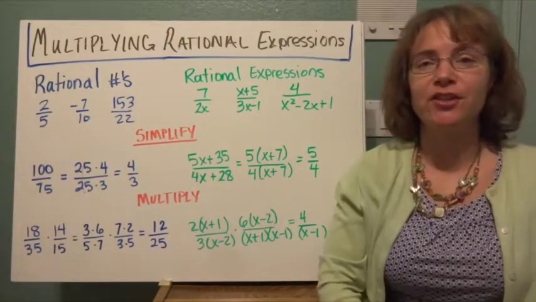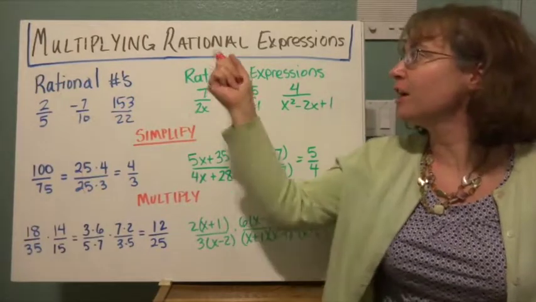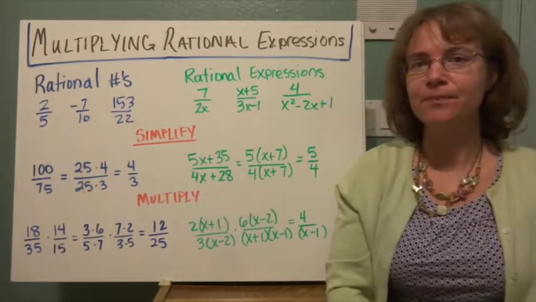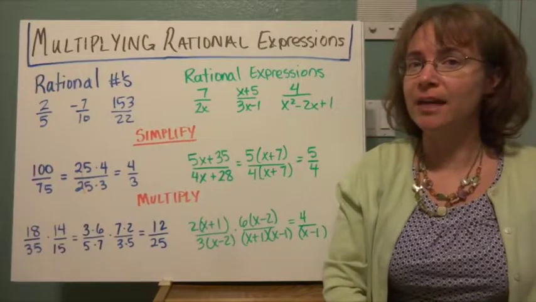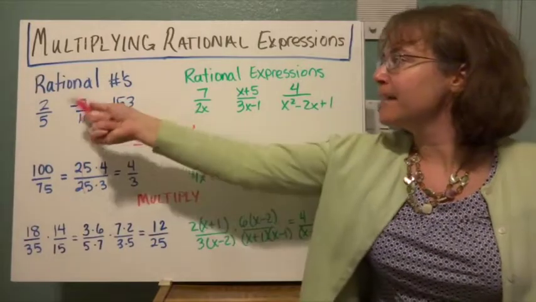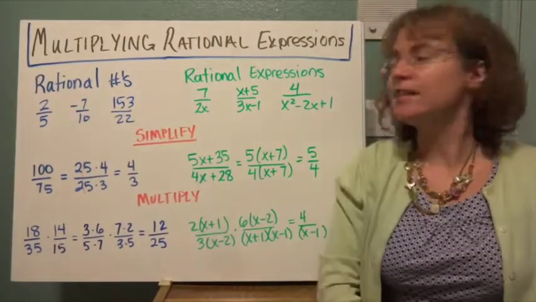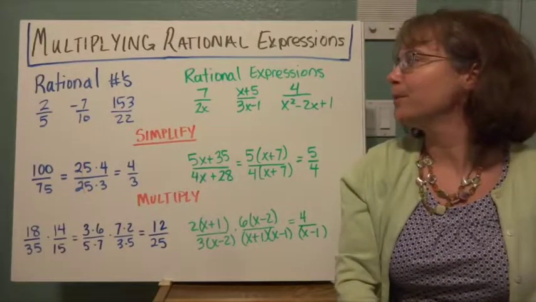Multiplying rational expressions. Before we can look at multiplying rational expressions, we need to talk about what a rational expression is. We know about rational numbers. They can be written as fractions, a over b, where they're integers and the denominator isn't 0. So some examples of rational numbers are 2/5, -7/10, 153 over 22.